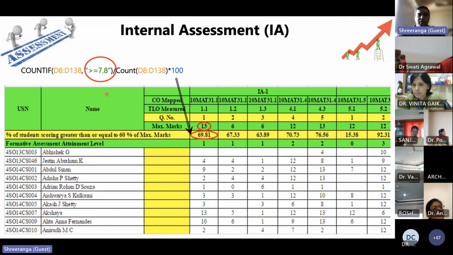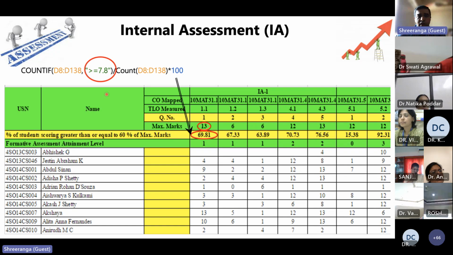So now I want to see how many students have scored more than or equal to 7.8, which is 60% of the maximum marks. So this is the equation which I have written. When I applied that equation, I came to know that 69.81% of the students have scored more than or equal to 7.8 marks for question number 1.